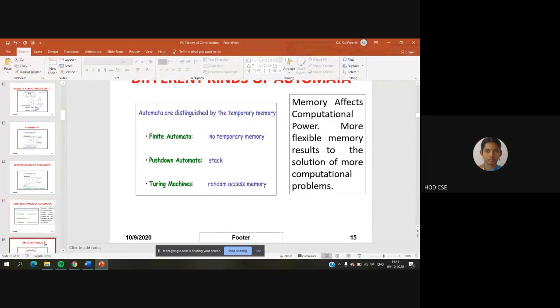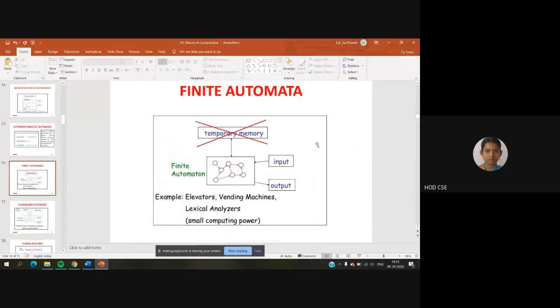So this is the representation of the finite automata, which has states and transitions. There is no temporary memory. Finite automata receives the input and produces the output. These are some of the practical examples where finite automata is used: in elevators, in vending machines, and in ATMs also. How the ATM machine dispenses the cash is a real example of how finite automata works.